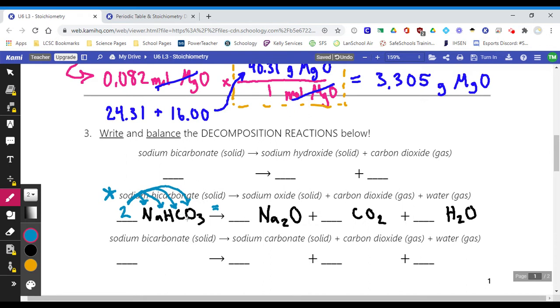Okay, so my sodiums are balanced. Let's look at our H's next, our hydrogens. Well, I have 2 H's on the left, and hey, there's already 2 H's on the right, so those are good. I can leave that alone. That doesn't need to be balanced.